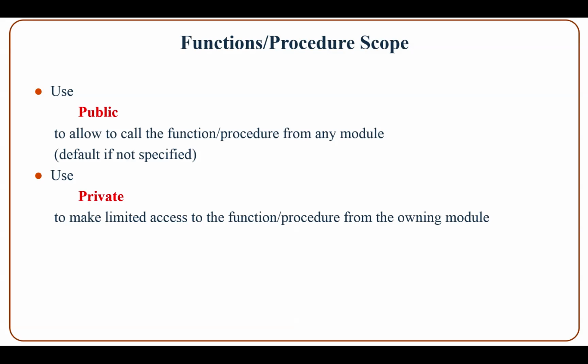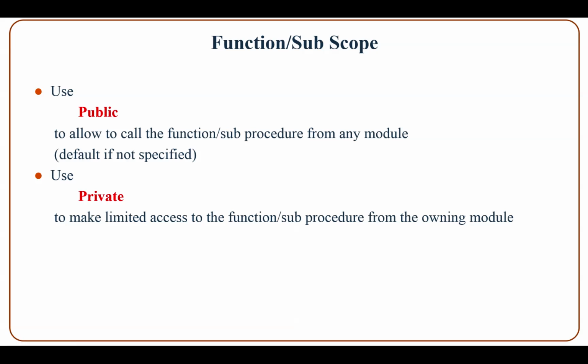In VBA, you use Public to allow calling the functions or procedures from any module. And you use the Private keyword to make limited access to the function or the sub-procedure.